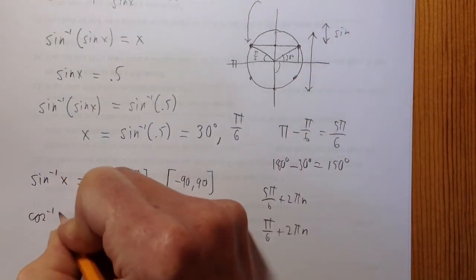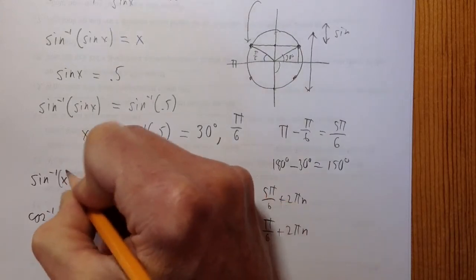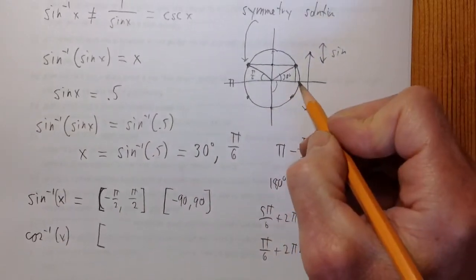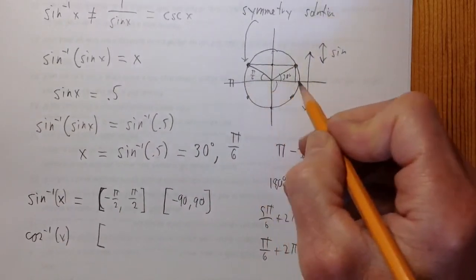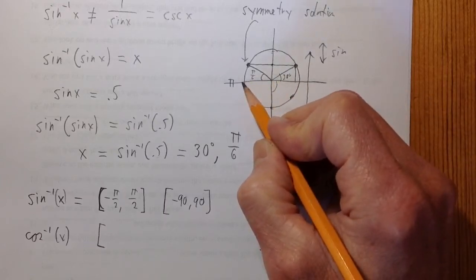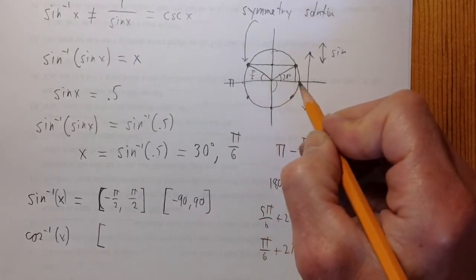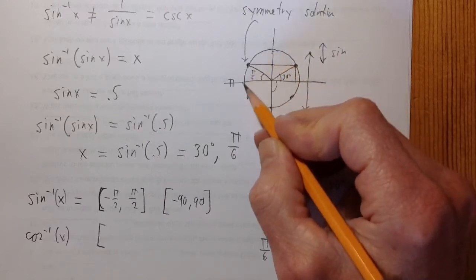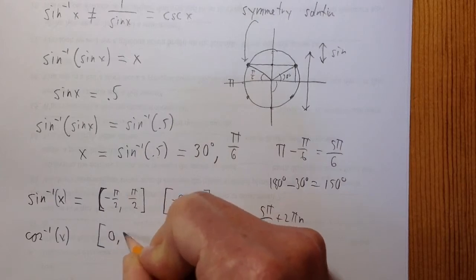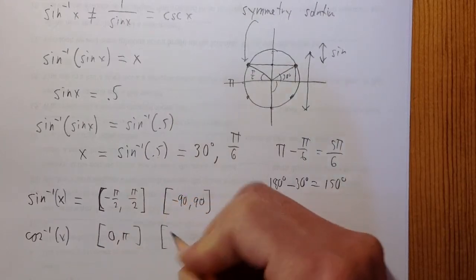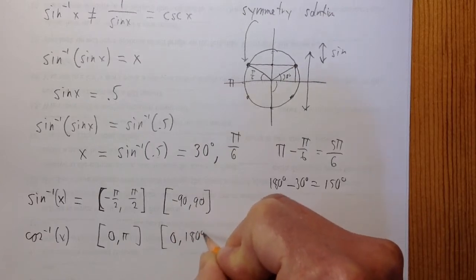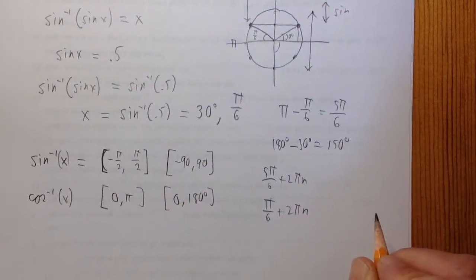Cosine, to get the full range, it's going to spit out the x value. Cosine's the x value, so we want to go from 1 to negative 1. So it goes from 0, which gives 1, all the way to 180 degrees or pi, which gives us negative 1. So its range is from 0 to pi, which is the same thing as 0 to 180 degrees if you have your calculator in degree mode. Those are the different answers for cosine.